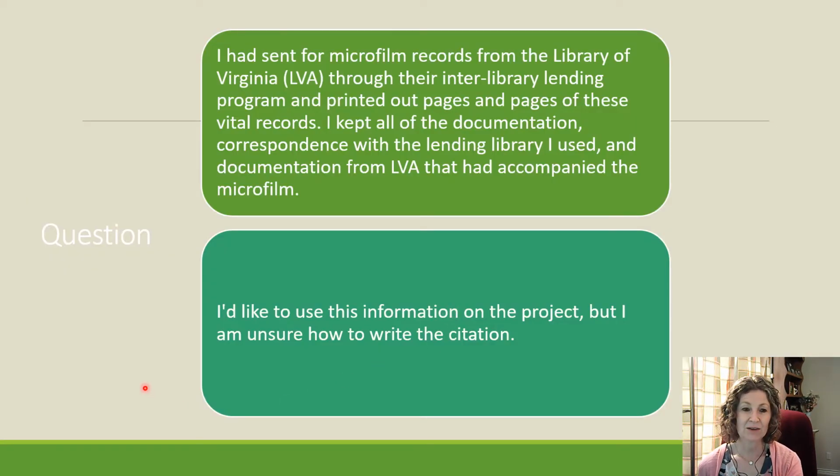So this is a user-submitted question. One of our study group members said, I had sent for microfilm records from the Library of Virginia through their interlibrary lending program and printed out pages and pages of these vital records. I kept all the documentation, correspondence with the lending library I used, and documentation from Library of Virginia that had accompanied the microfilm. I'd like to use this information on the project, but I am unsure how to write the citation.